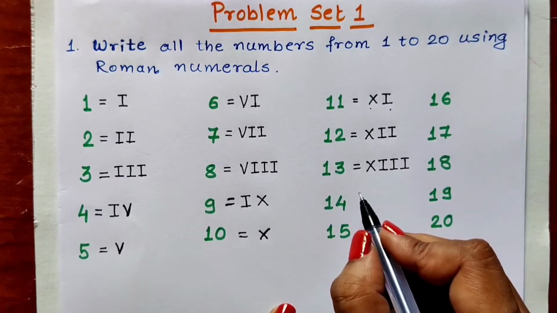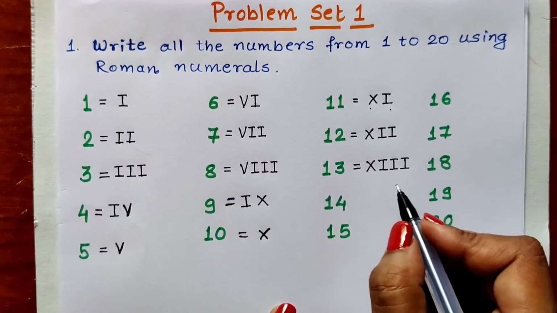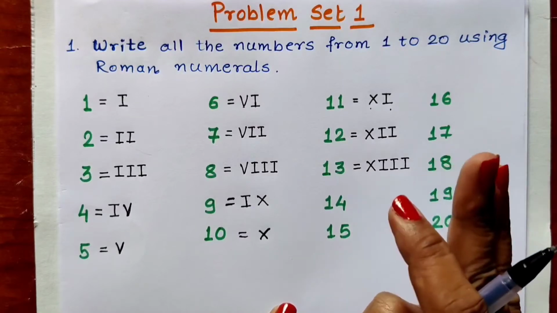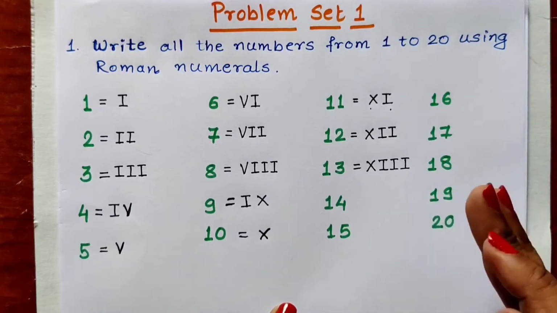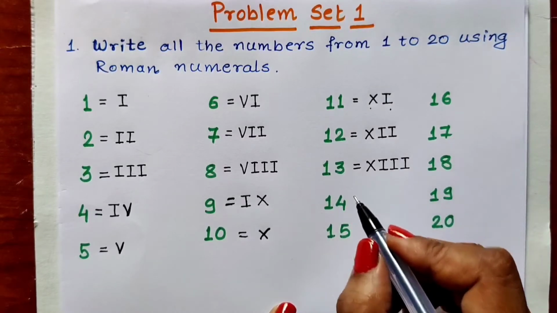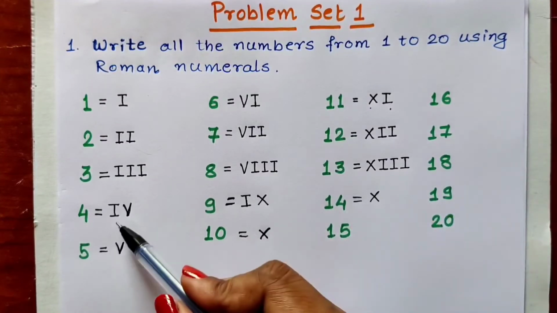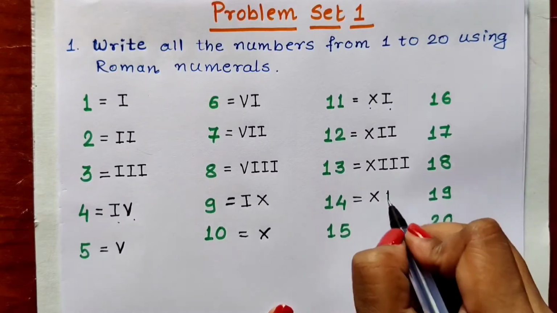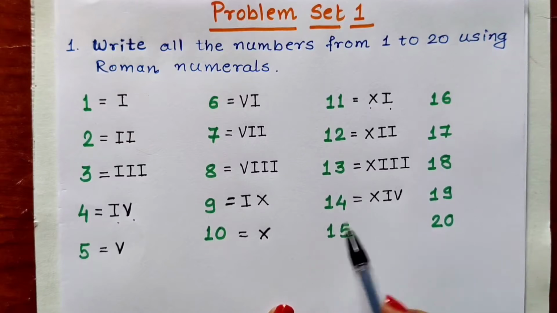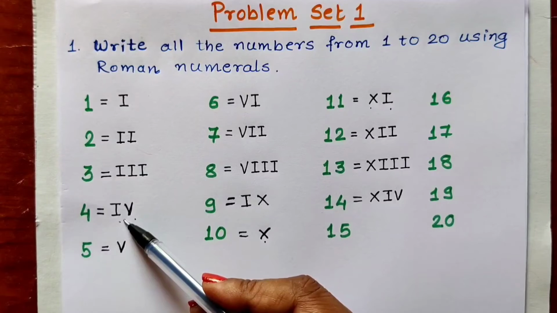Then for writing 14, shall I write X and I 4 times? No, I cannot write because I cannot be written 4 times. I should be written only 3 times, maximum 3 times. So for writing 14, how do we have to think? We have to think of it as 10 plus 4. So 10 means X and 4 means IV. So 14 means 10 plus 4, always think like this. And then for 10 we write X and for 4 we write IV.